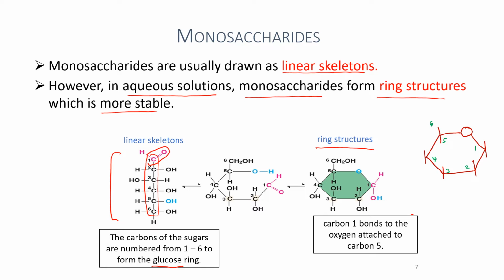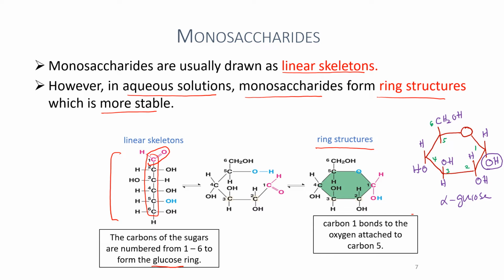For example, at carbon number 2, the hydroxy group is located below the plane, below carbon number 1. Hydroxy group at carbon number 2, hydroxy group at carbon number 3, hydroxy group at carbon number 4, and then at carbon number 5 here you have CH2OH, and the rest you just add hydrogen atoms. So this is how you draw a glucose molecule. Specifically, this one is alpha glucose, because the hydroxy group is located below the plane.